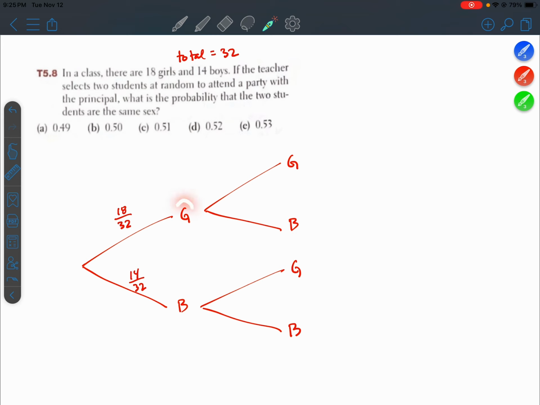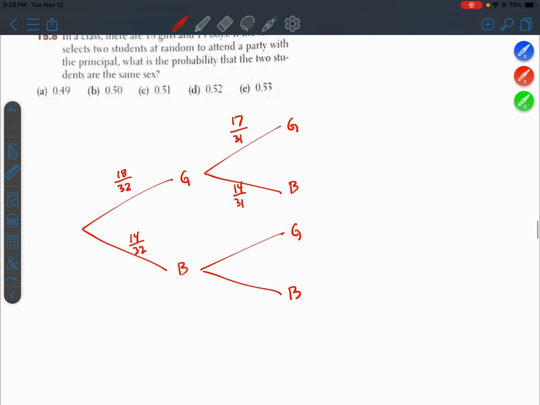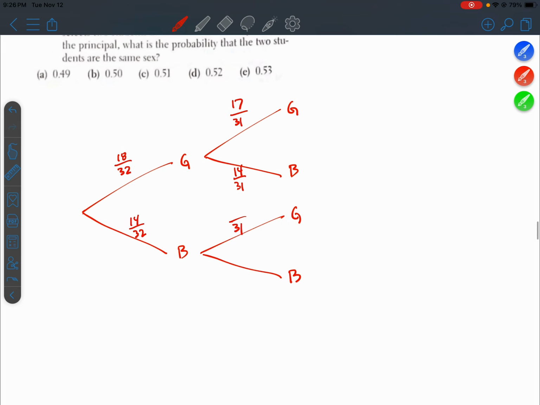Okay, now if a girl is selected, then there's only 31 students left in the class. And there would only be 17 girls left in the class since a girl has already been selected. There would still be 14 boys in the class. If, however, we go down the other path and a boy is selected first, then it's still true that there's 31 total students left in the class. However, there would only be 13 boys remaining since the first student chosen was already a boy, and there would be all 18 girls remaining to be picked for the second student.